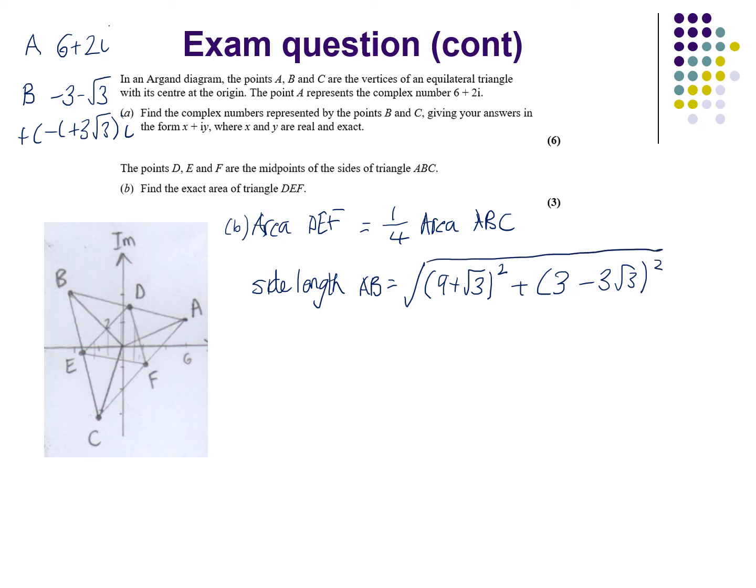Again, put that all in your calculator, use your brackets, your calculator very nicely brings out to you that length is 2 root 30. Now, because I haven't really got a perpendicular height, I'm going to use my half AB sine C.